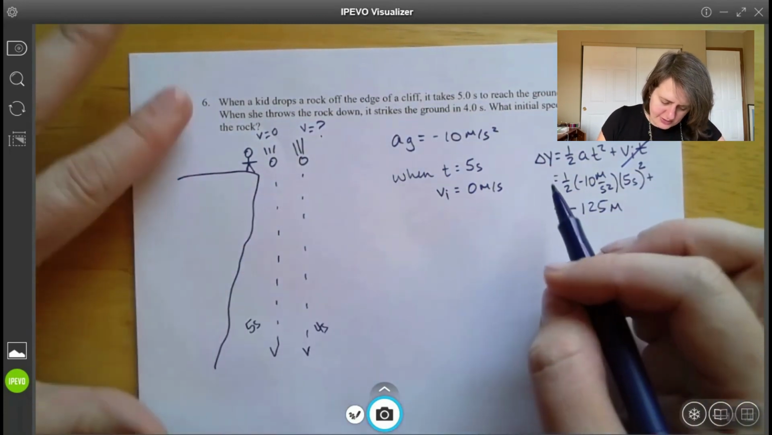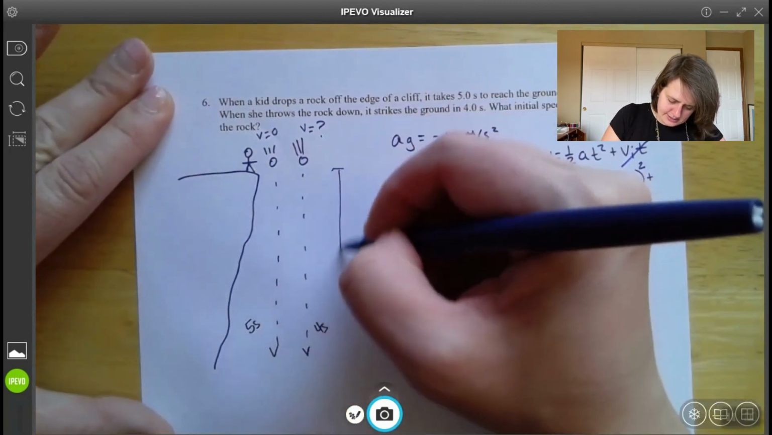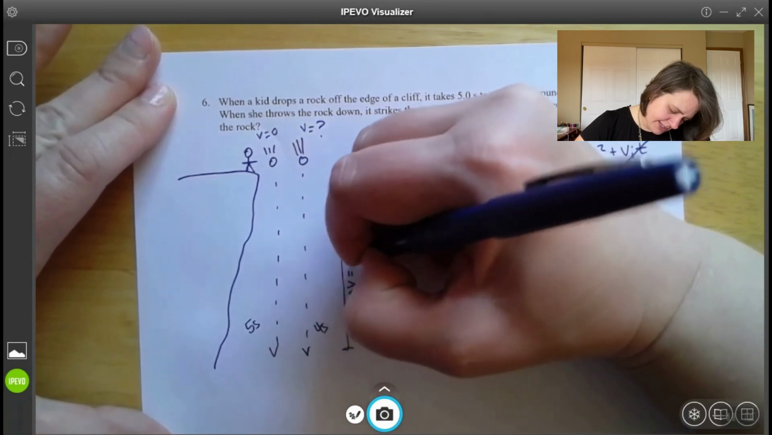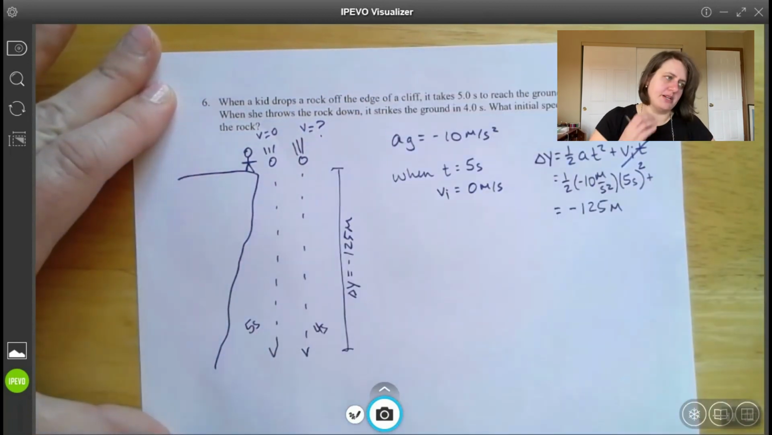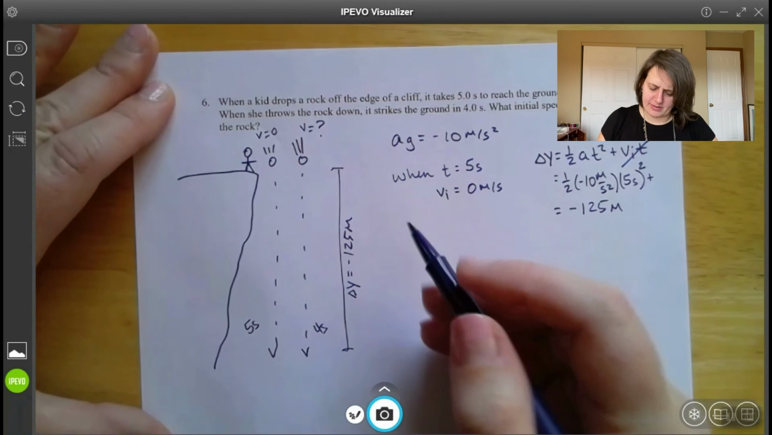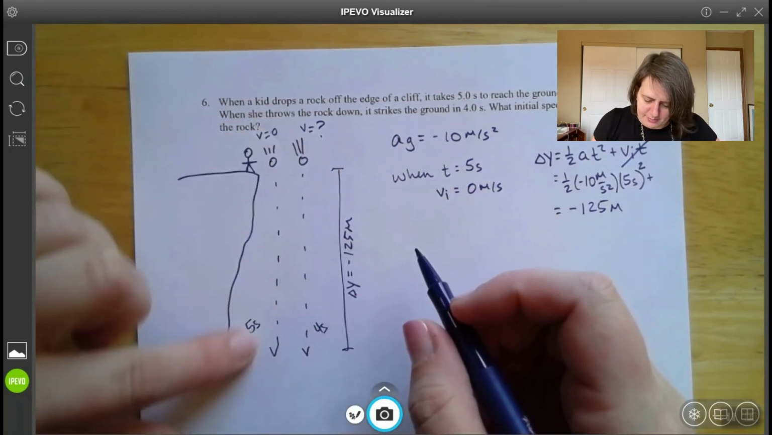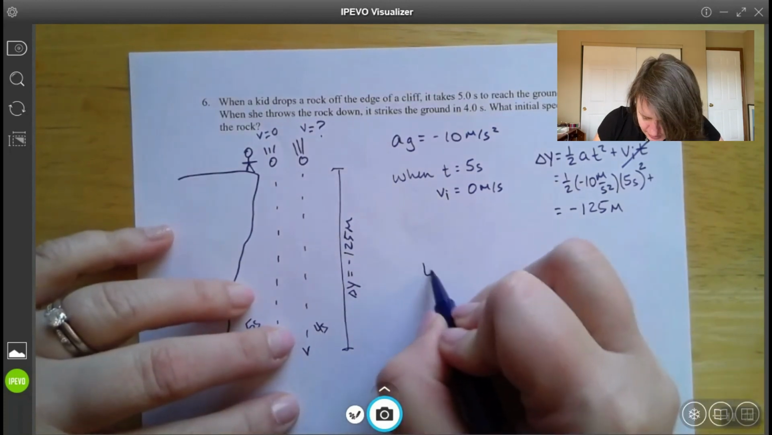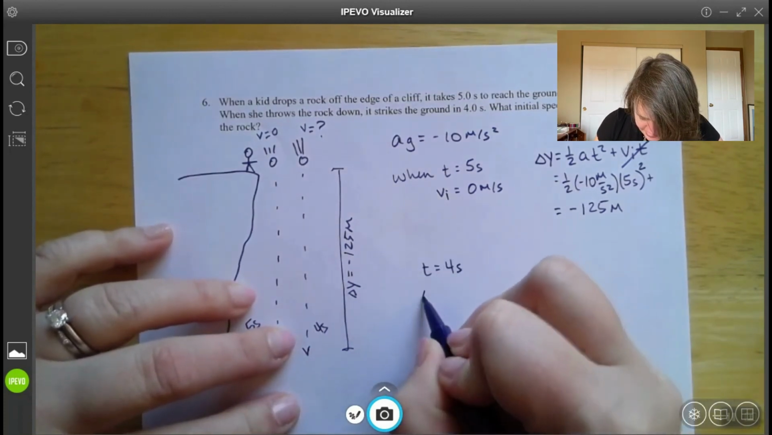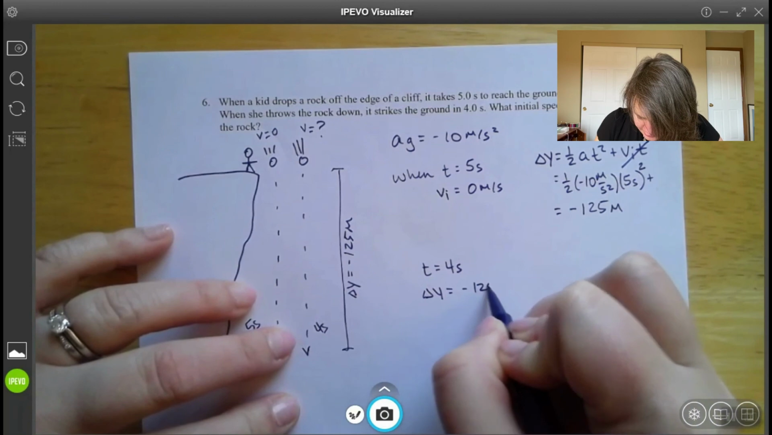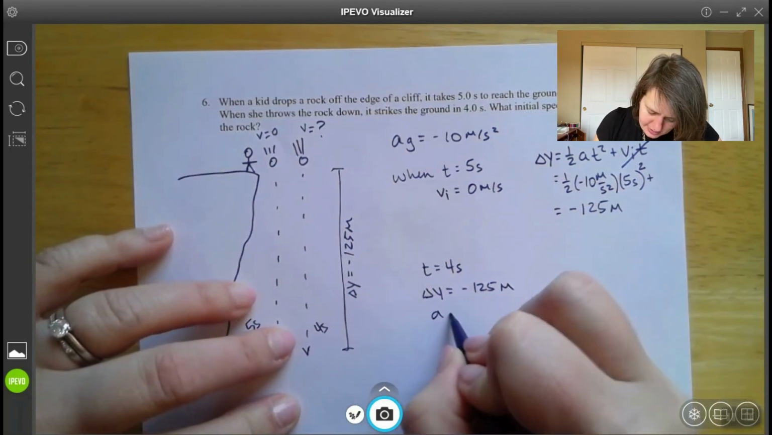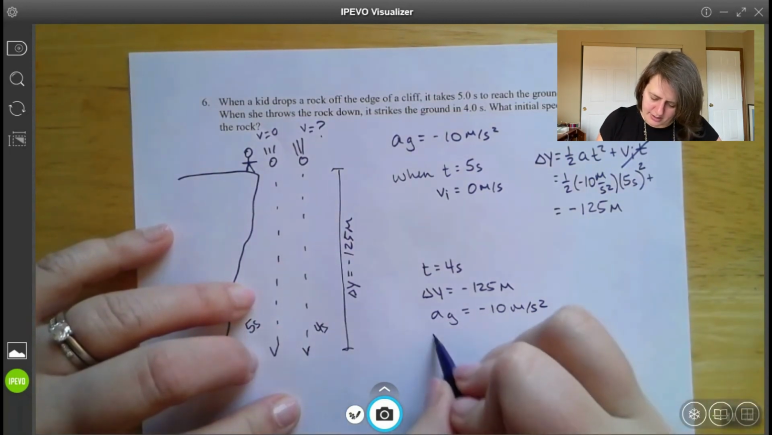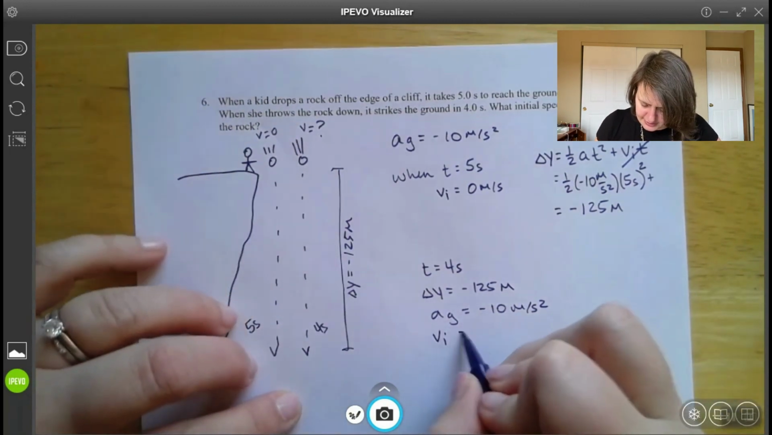So when this object falls, now we know that this distance, let's see, I'm going to write delta y equals minus 125 meters. So now that's a thing that we know. So for the second part, the speed that the student gave the rock, we know that time equals 4 seconds, that the displacement is minus 125 meters, acceleration due to gravity is minus 10 meters per second squared, and we're going to find initial velocity.